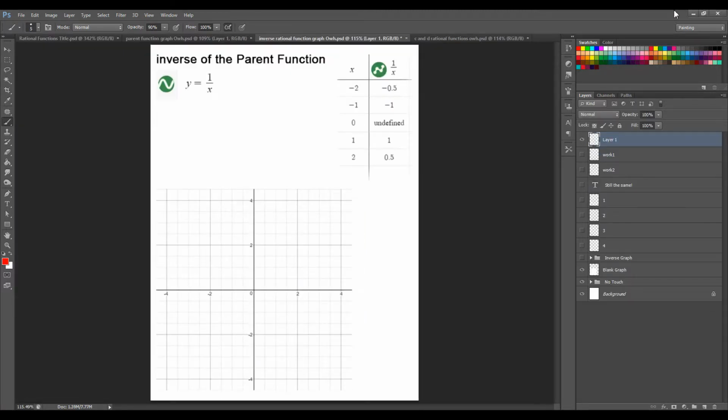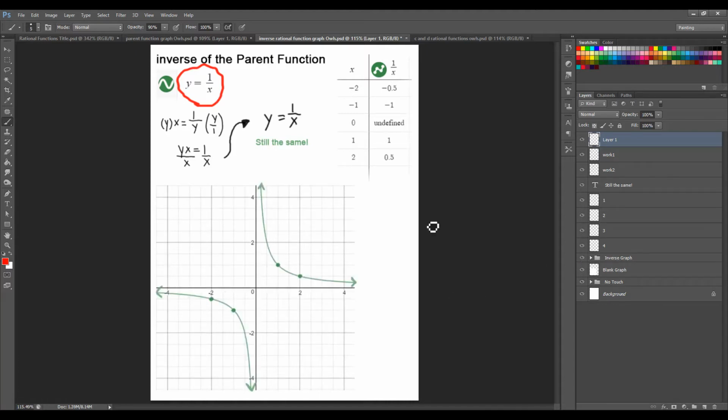Okay, so some might be wondering how to find the inverse of the parent function. The inverse of the parent function is actually y is equal to 1 over x, the same thing. So basically, how do we find it? When you find the inverse for any function, you switch the x and y values right here, and you simplify, and it turns out it's going to be the same thing. The same as the parent function, it's going to have the same points, the same in the table, and there we go.